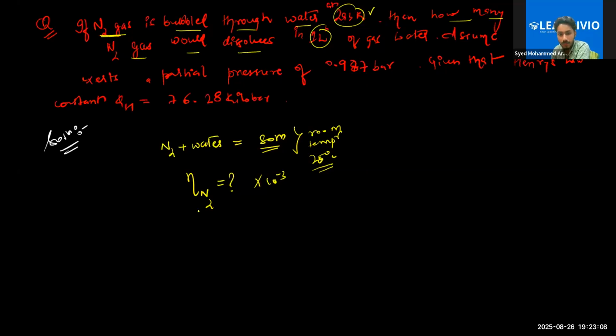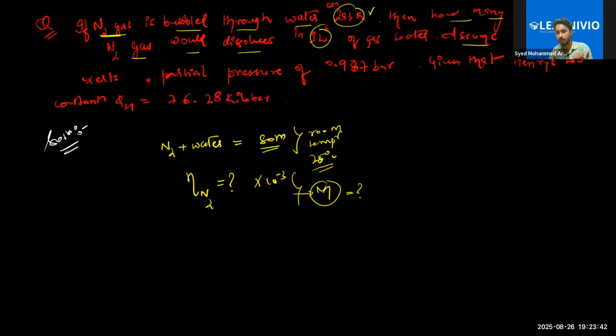So you need to tell me the number of moles of N2 gas in 1 liter of water. So this question is asking you about the molarity basically. Molarity is asked in this question, because what is written here? N2 gas would dissolve in 1 liter of water. That means there's water, in that water my N2 gas is dissolved, and the water is 1 liter. So the moles in 1 liter is basically the molarity. This is the definition of the molarity.